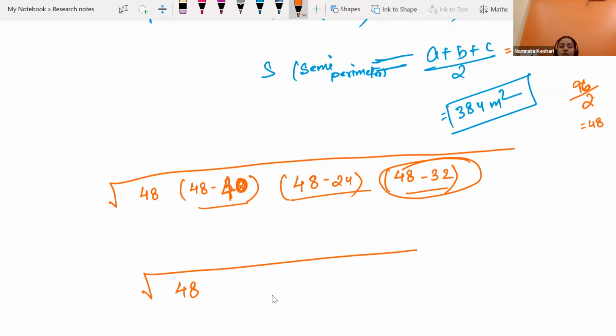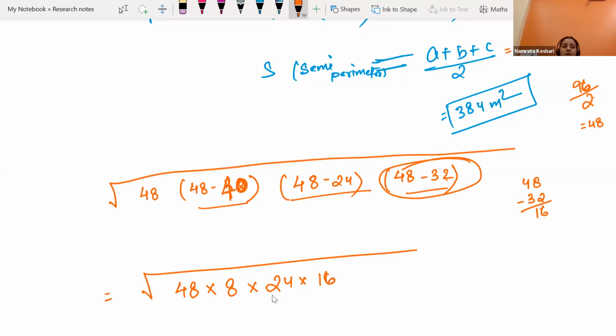So we'll be having 48 multiplied with 8 into 24 into... Teachers, have you done it by yourself? Yes, ma'am. Share the solution on our WhatsApp number. Sure, ma'am.